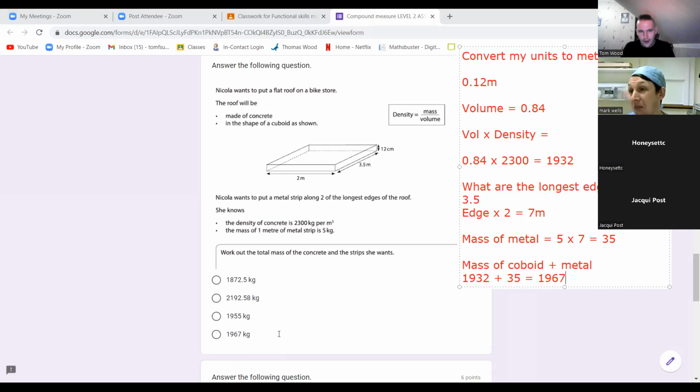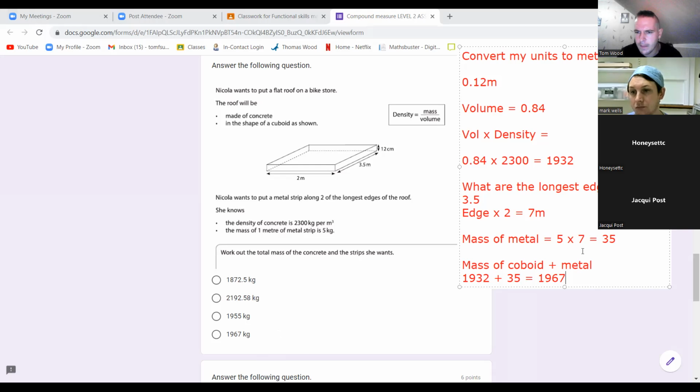It looks like a lot, like it is quite a long question. But when we actually break it down and look at where these marks are coming from, even if, let's say, we didn't spot that conversion at the beginning, we're still going to get a mark for calculating a volume. We're still going to get a mark for working out what the weight is, even if it's not the correct weight.